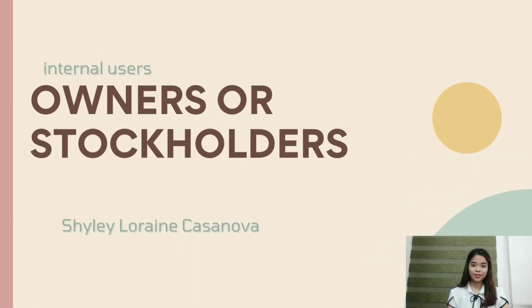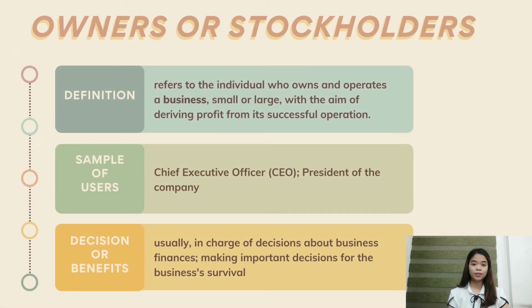So let us proceed to the first example, which is the owners or stockholders. These are individuals that establish and operate a company that engages in commercial, industrial, or professional activities with the goal of profiting from their successful operation. One example of this is the Chief Executive Officer, or the CEO, and the President of the company. Usually, they are the ones in charge of business finances, such as how to manage cash flow and how to acquire assets.